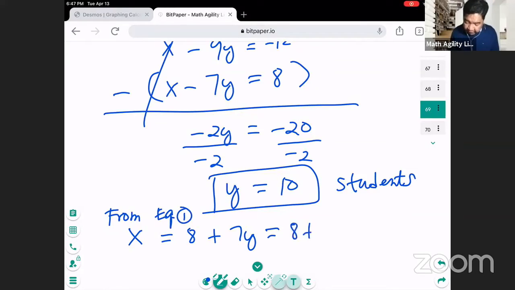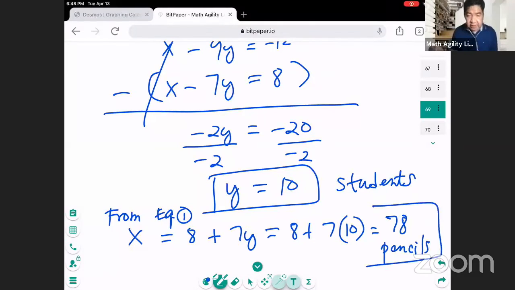So 8 plus 7 times 10. So this is 78, right? So there are actually initially 78 pencils. Okay, so this is how I'm going to solve this problem.